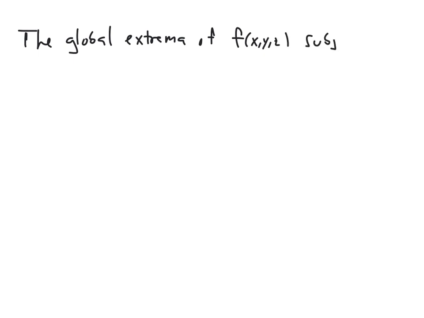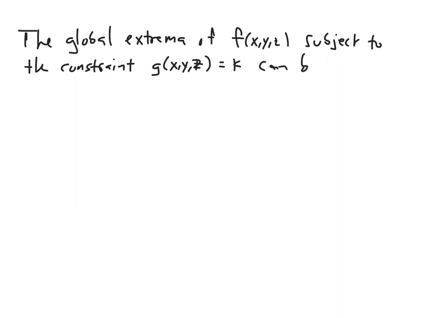So if I want to find the global extrema of a function f of x, y, z, so a function of three variables now, subject to the constraint g of x, y, z equals k, for some constant k, this can be found by solving a system. And it turns out it's the exact same system as it was for two variables.